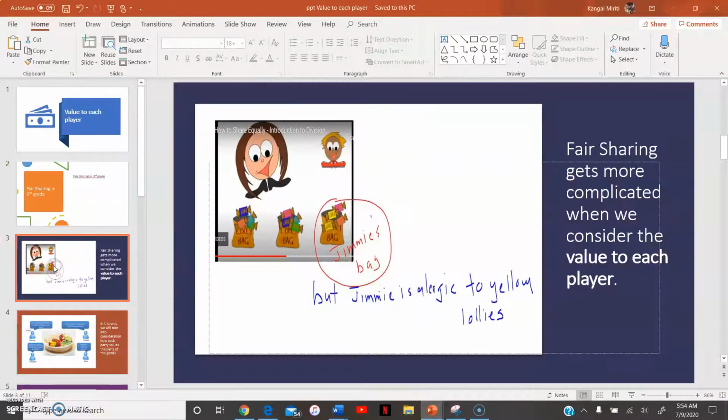So let's take a look at this right here. Take a look at Jimmy's bag. Jimmy got 4 and everybody else got 4, but what if Jimmy is allergic to these yellow lollies, these yellow candies? Would it really be fair for Jimmy to have these 2 that are yellow? He really doesn't have the same amount as everyone in terms of what's valuable to him. And that's the idea about the value to each player, that every player may value the goods differently.